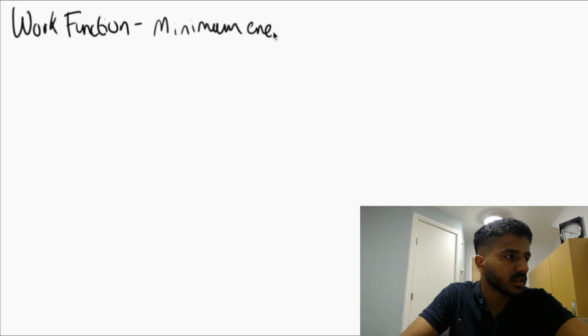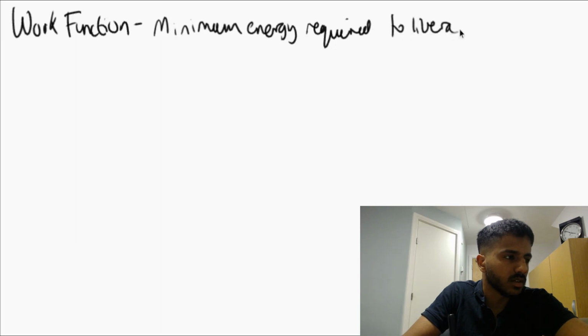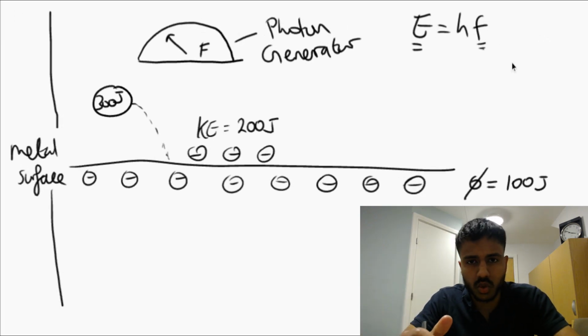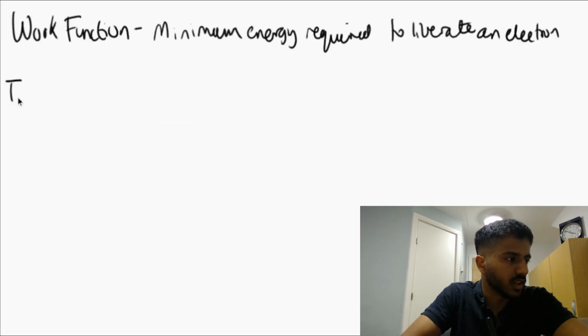energy required to liberate an electron. So in this case here, we needed 100 joules of energy to just about liberate one of the electrons. The other is something called the threshold frequency.